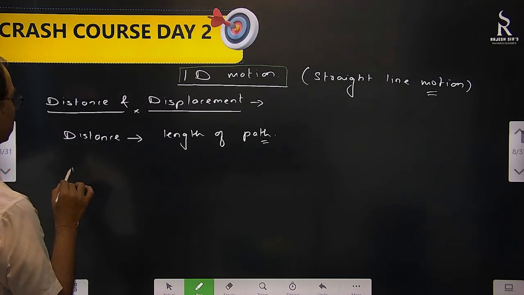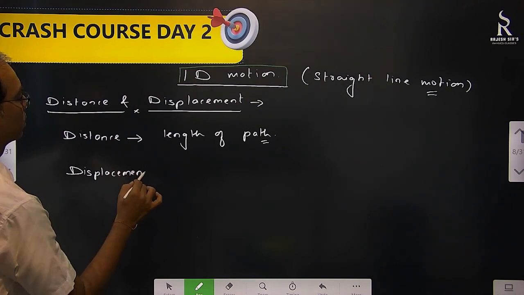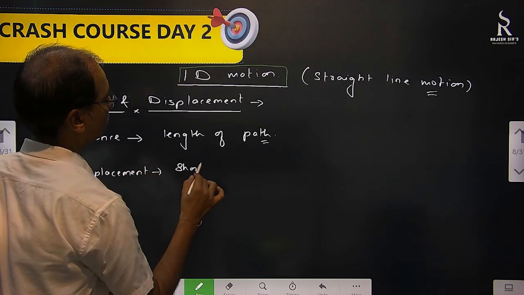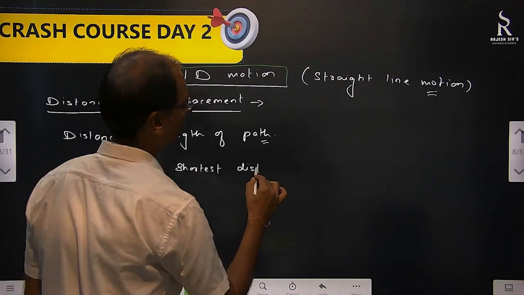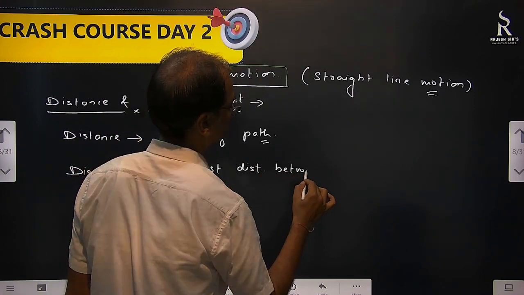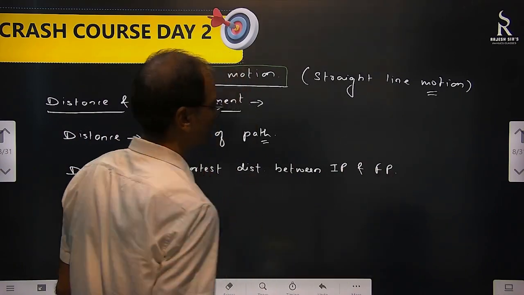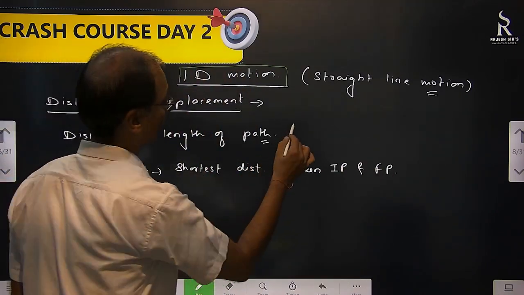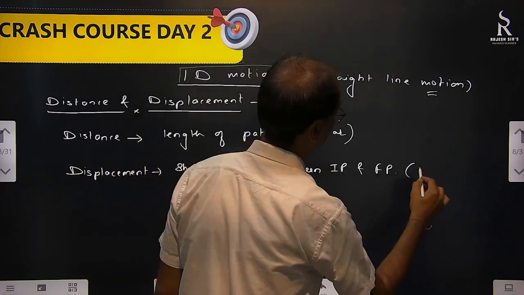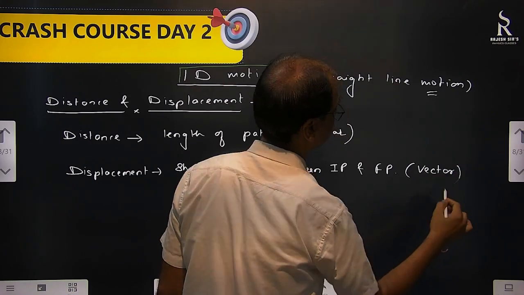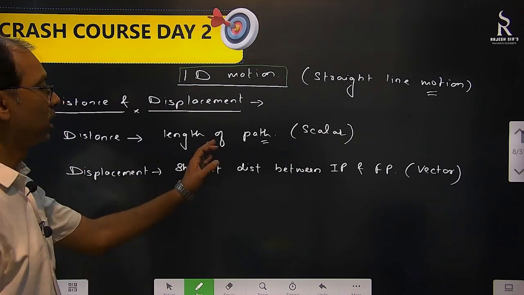Displacement is the shortest distance between the initial point and final point. Distance is a scalar quantity, whereas displacement is a vector quantity because direction matters in this, because it's the shortest distance. Correct. This is scalar, this is vector.